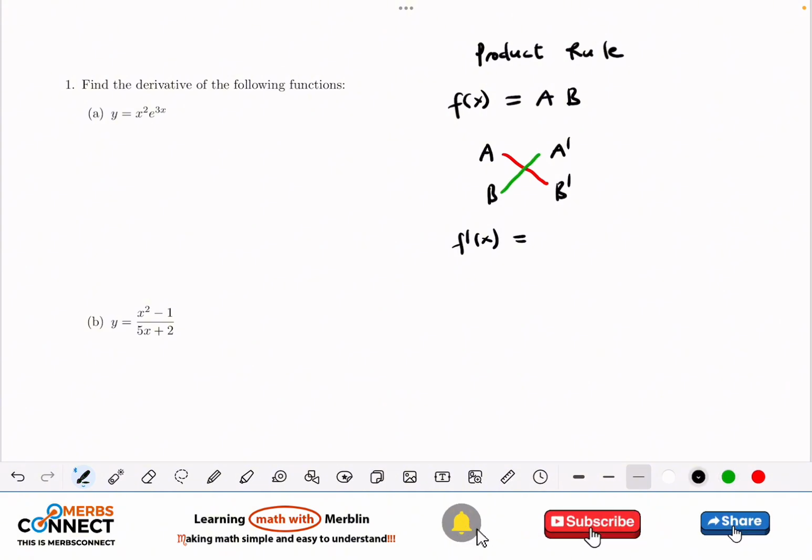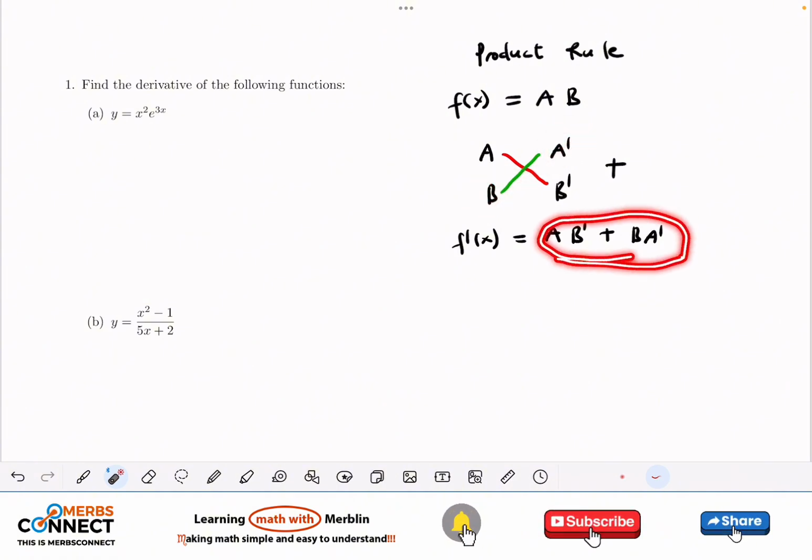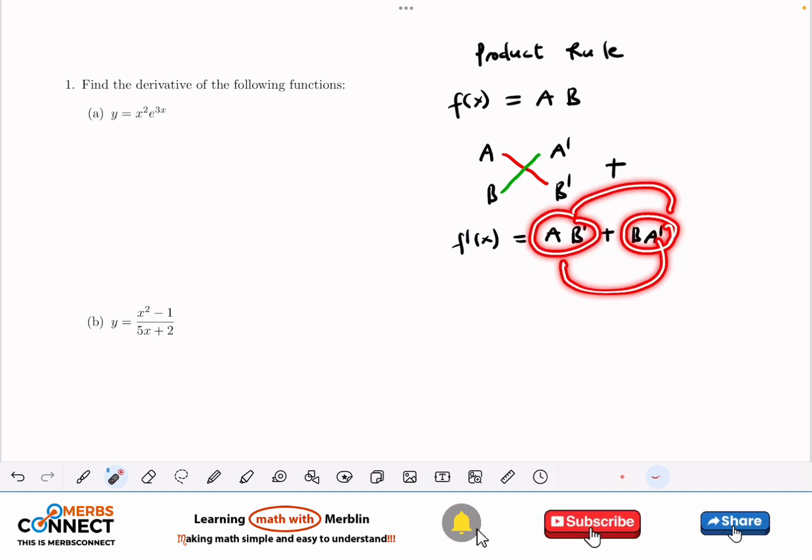But don't forget, with product rule, it goes with summation, so it goes with the addition sign. So I'm going to have a b prime plus b a prime. I multiply a to b prime, then I multiply b to a prime. One thing that you need to know from product rule is, because of the addition, this is symmetric. You can decide to bring this one here and this one here. It's the same thing.